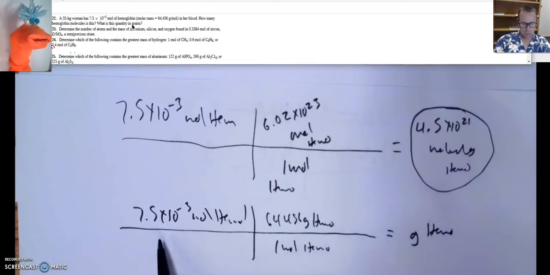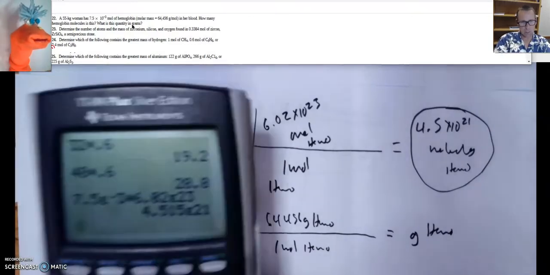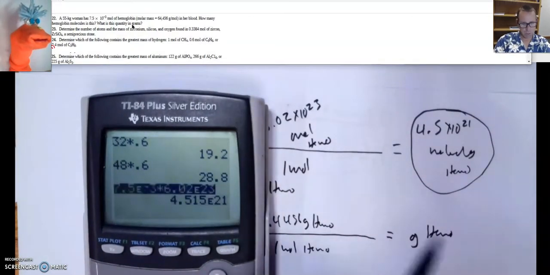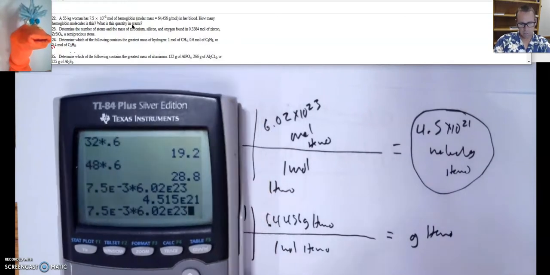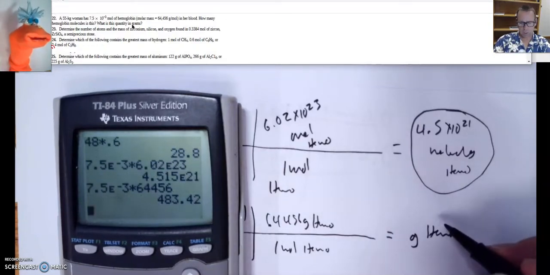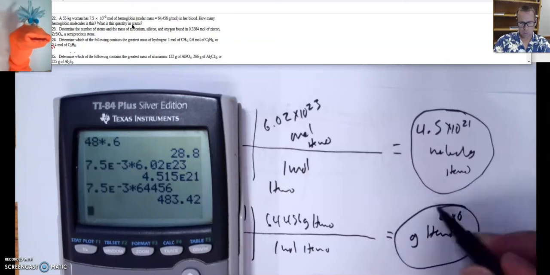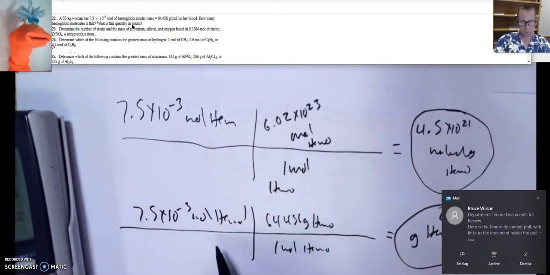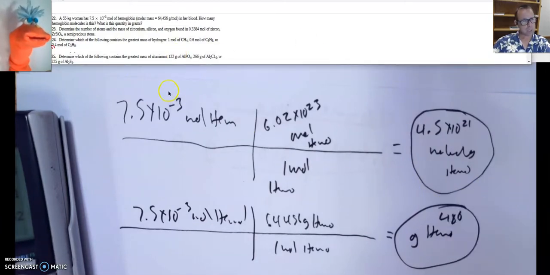Okay? So now I just take that value times that, and that tells me how many grams of hemoglobin I have. So this times my 64,456. Okay. So 483, two significant digits, 480 grams of hemoglobin in that many moles of hemoglobin. Okay, good.